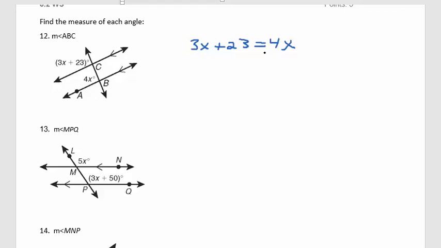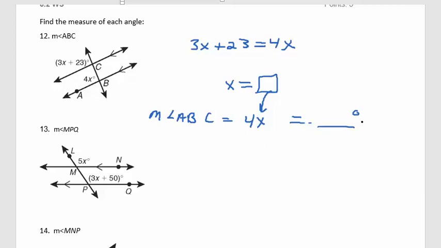And then you solve this and you get whatever x is, I don't know. And then you can plug that back in for the measure of angle ABC, which is 4x. And then once you know what x is, you'll just plug that in and you'll have your answer for the measure of angle ABC. That's not a negative, this is part of the line.